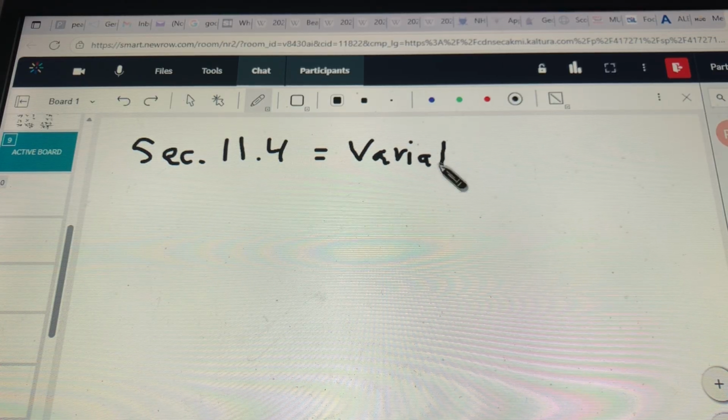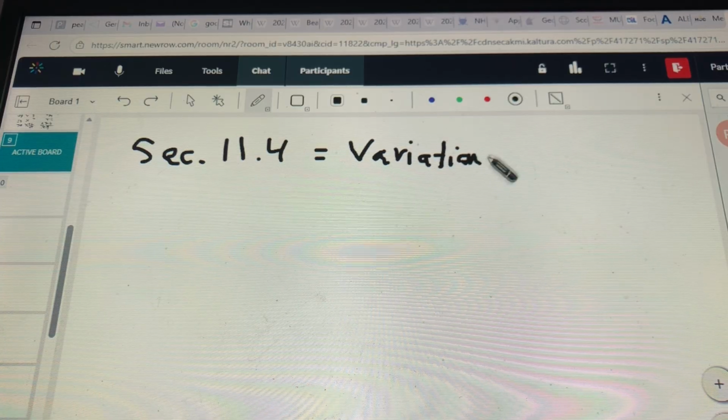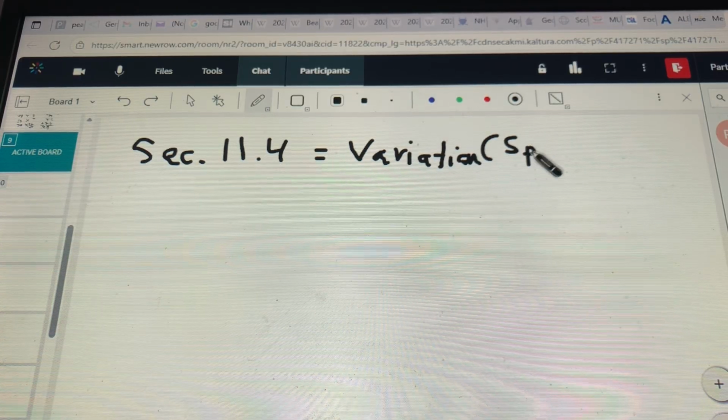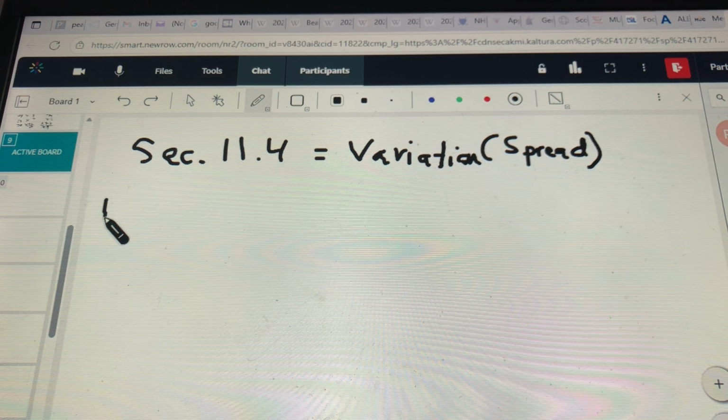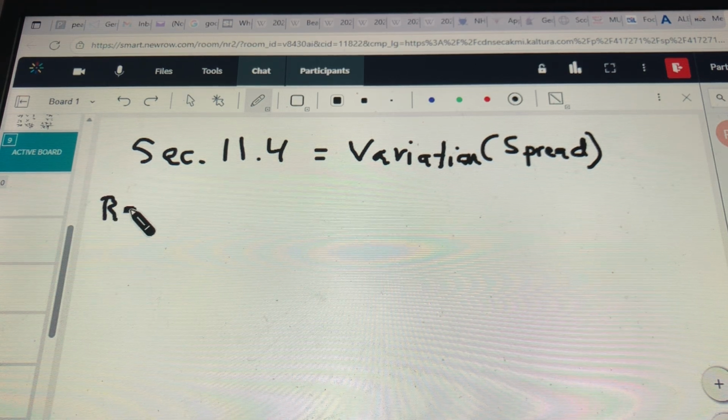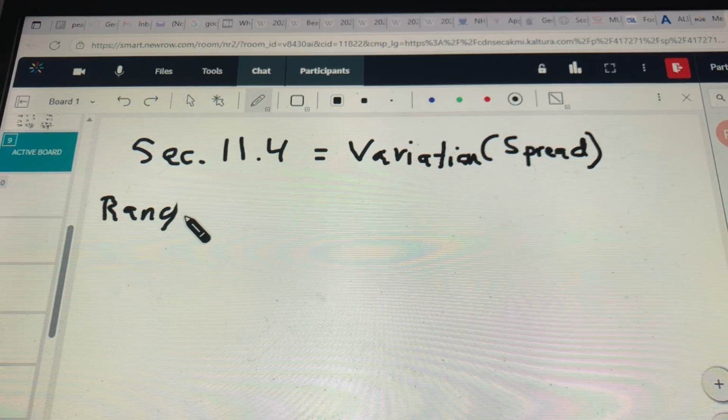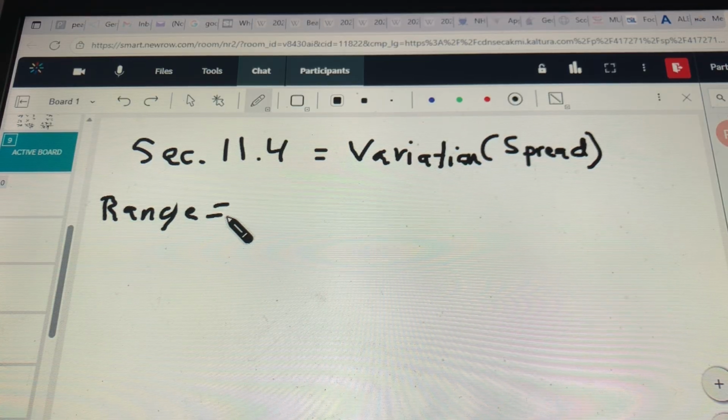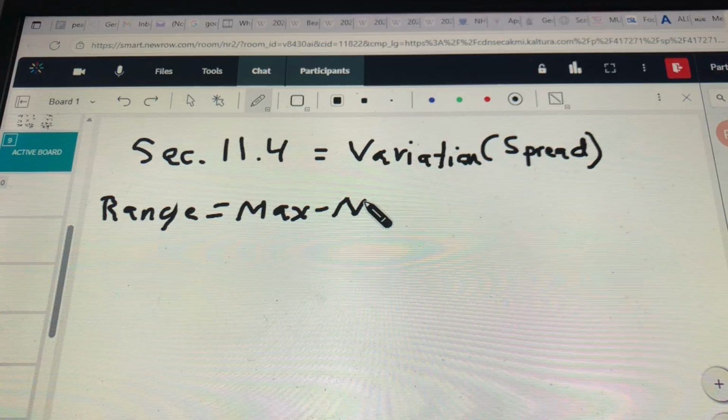How do things vary? Another word for it is spread. How does your data spread out? There's 3 very common measures of spread. The first one's called range, which can be easily confused with mid-range. It's different than mid-range. Mid-range is when you average the highest and the lowest. For range, you just simply do maximum minus minimum, highest minus lowest. You don't divide by 2. The other one you add and divide by 2; this one you just subtract.